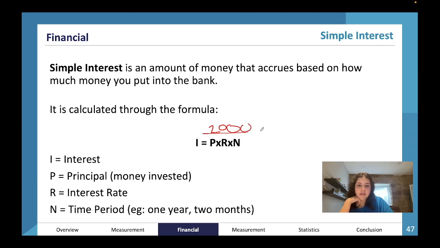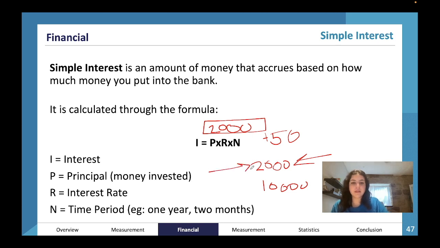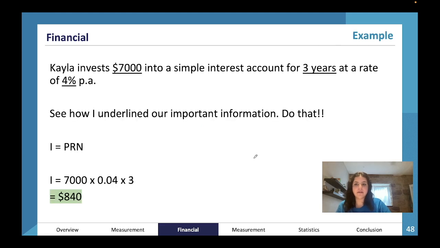So even if you add more money, the interest is still going to be calculated on $2,000. And even when you earn interest, the interest is still going to be calculated on $2,000. So it doesn't matter if the account gets up to 10 grand with all the interest you earn. It's still going to be calculated on $2,000. This is simple interest. So I equals interest. P is the principal or the money invested. R is the interest rate, which is usually expressed in a percentage or a decimal point. And N is the time period. So how many times over is the interest going to be calculated.